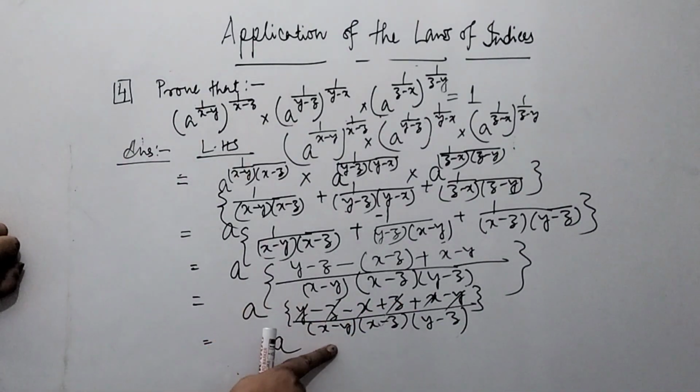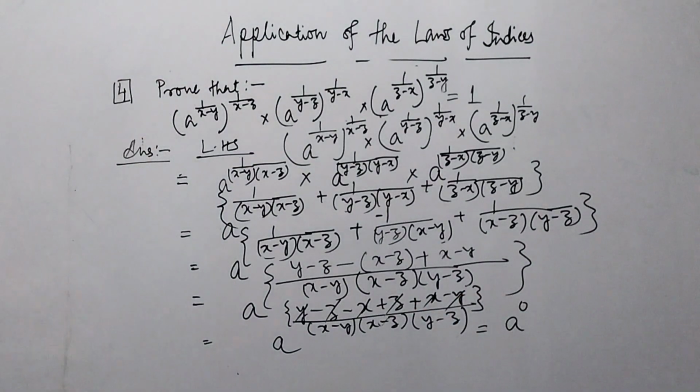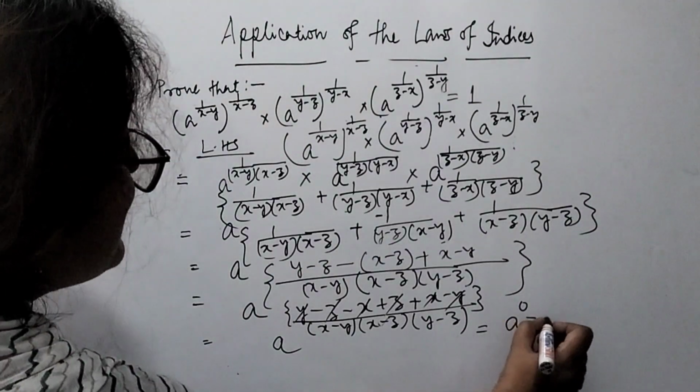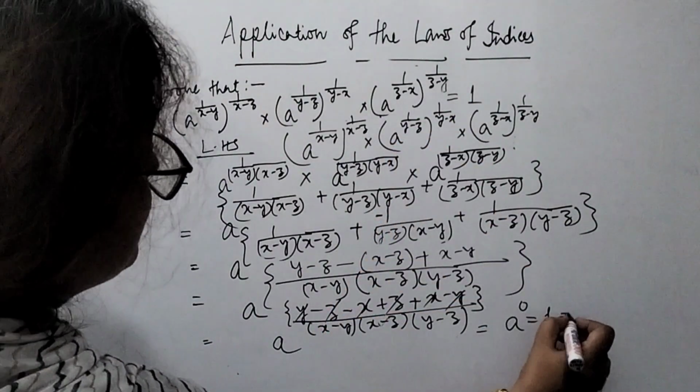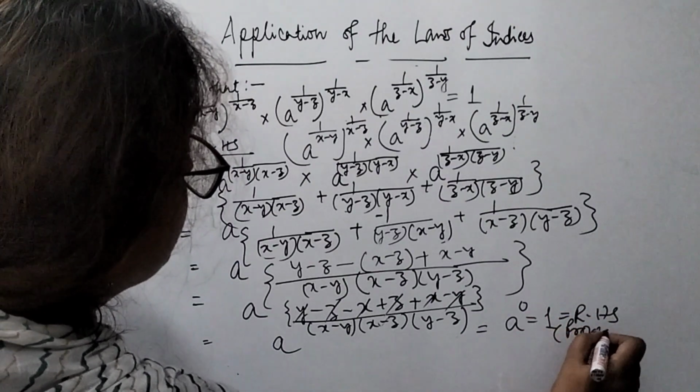That means 0 divided by this denominator will obviously give us a to the power 0. Now here a is a non-zero real number, so obviously something to the power 0 will give us 1. So a to the power 0 will also give us 1. And hence we get the right hand side. This is equal to RHS, and hence it is proved.